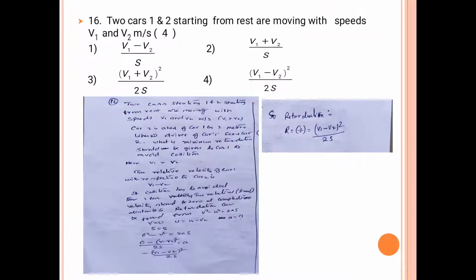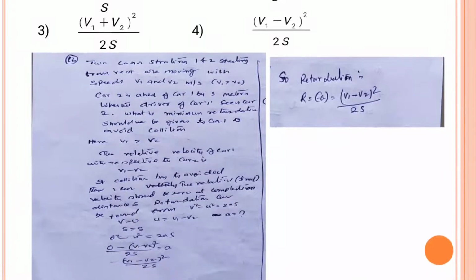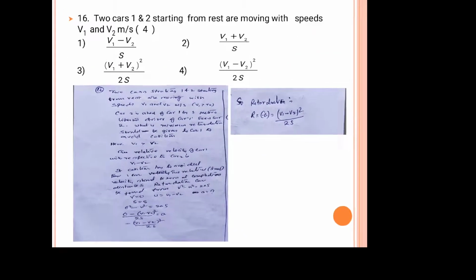Two cars, 1 and 2, start from rest and move with the speeds of V1 and V2, where V1 is greater than V2. Car 2 is ahead of car 1 by S meters. When the driver of car 1 sees car 2, what is the minimum retardation that should be given to car 1 to avoid the collision?